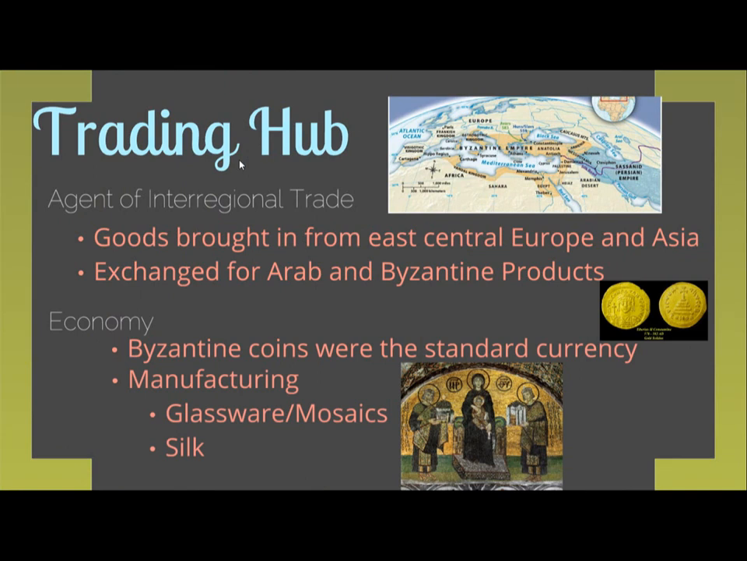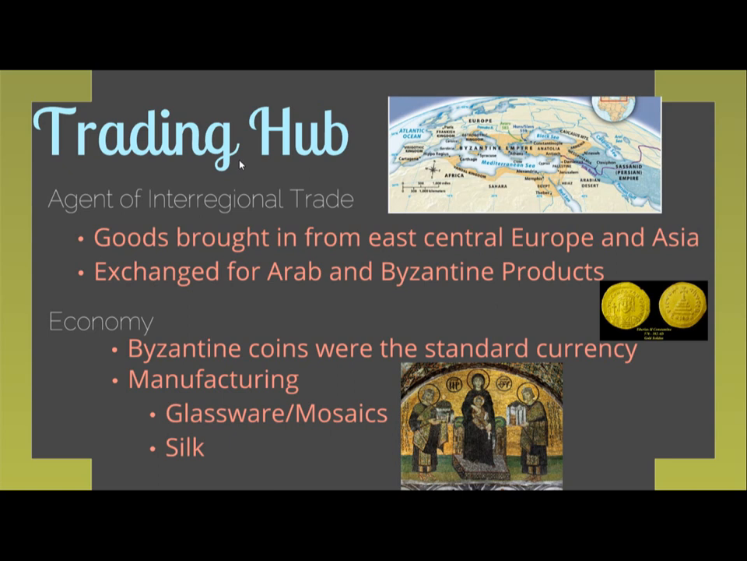Constantinople will be a trading hub. It's an agent of interregional trade, meaning it's at the focus, like the center of all these different trade routes. So they have great access to an abundance of luxury goods. They have some of the first, newest technology entering their city. So it was really an advanced civilization. Goods will be brought in from East, Central Europe, and Asia in exchange for Arab and Byzantine products.